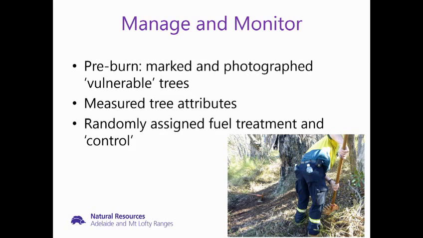We then randomly assigned each tree to either a fuel treatment, and that was essentially the crew going out and raking around and removing all the vegetation from within at least a metre of the tree base. So that was either using rake hoes and or brush cutters, depending on the type of that vegetation. And then we had our control trees where we didn't do any of this fuel treatment.